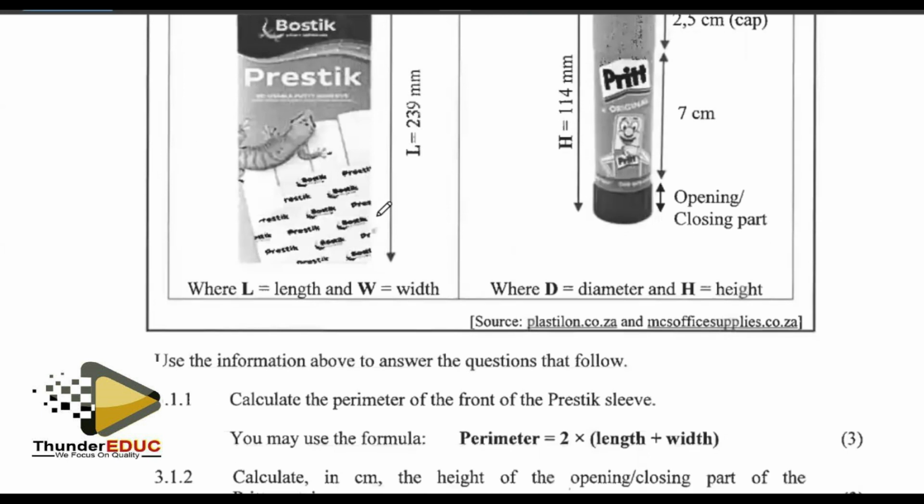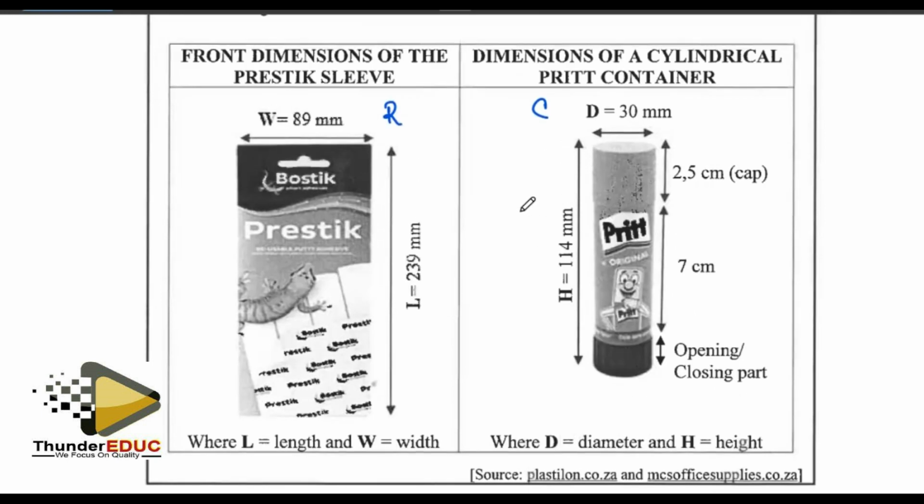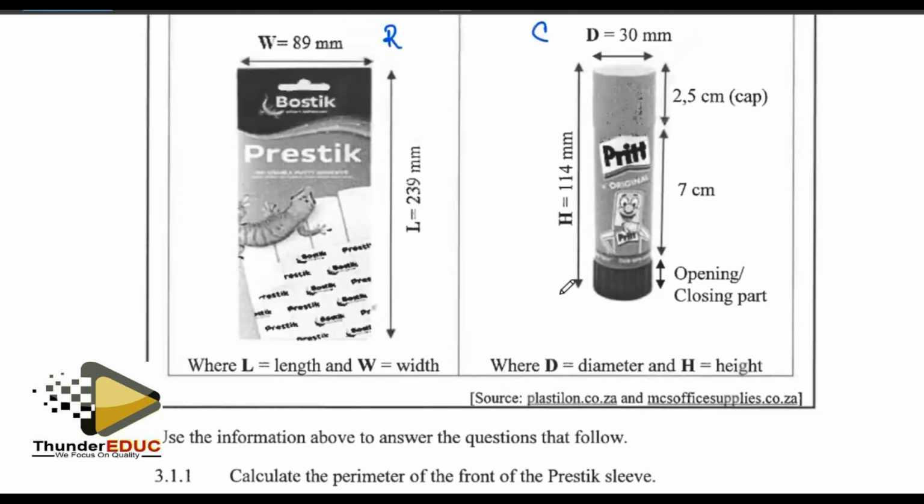We have definitely for a rectangle, you expect to have length, which is L, width, which is W. In most cases, we also need height if it's 3D. Then for a cylindrical, we only need the diameter and the height. This is already 3D. There's nothing much that you need to do. All right, there we go. Calculate the perimeter of the front of the pre-stick. Number one, pre-stick sleeve. So it's this one here.